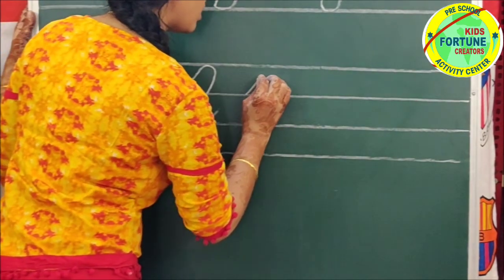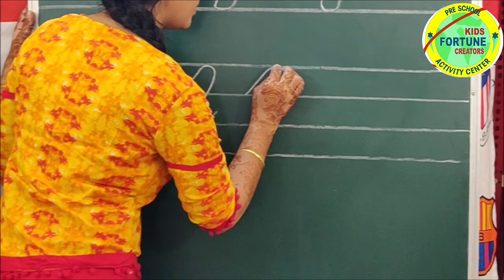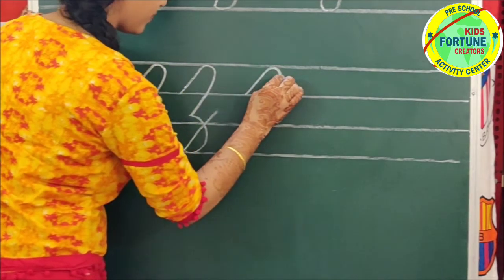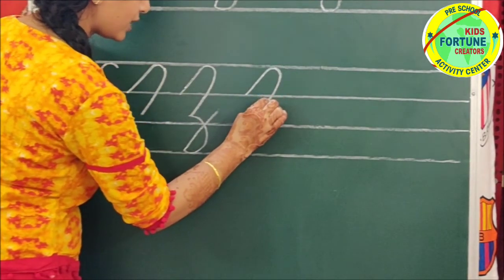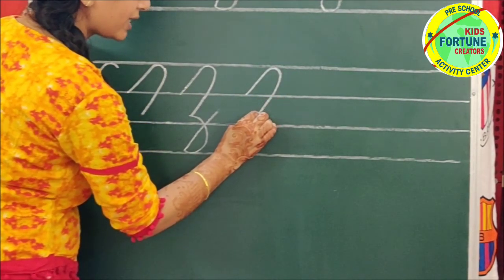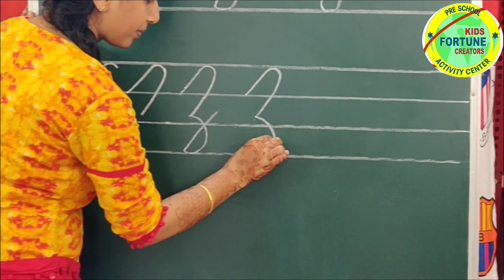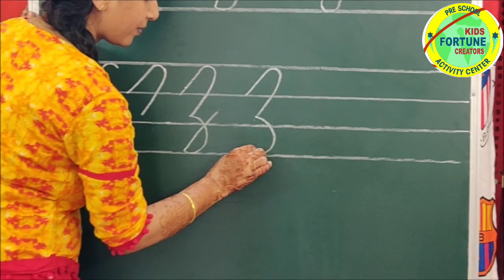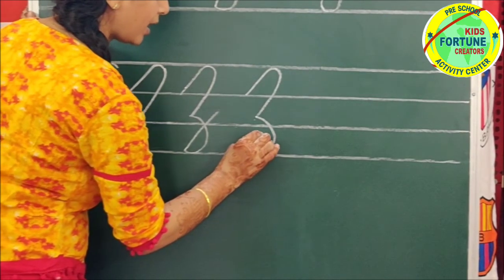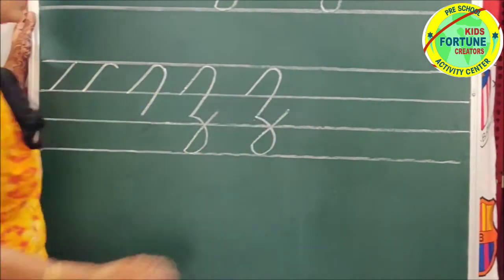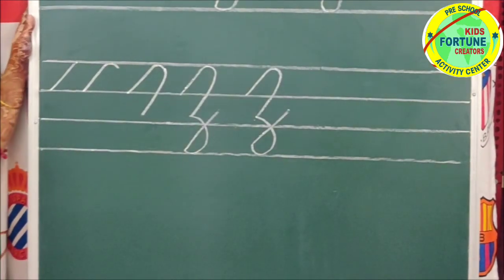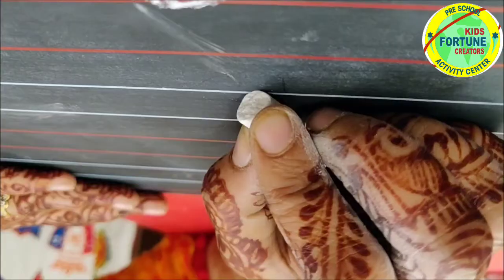Go up with slant line, make a small curve, now come down with a slant line between second and third line, then make a right curve, make a loop and come out with a tail. This is Z. The sound of Z is Z.